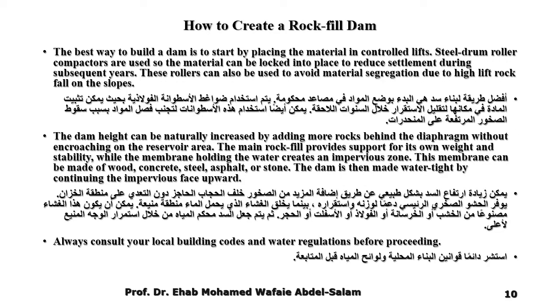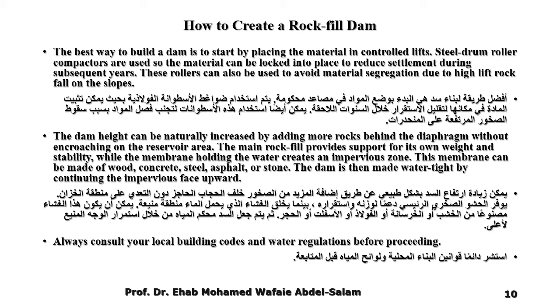How to create a Rockfill Dam? The best way to build a dam is to start by placing the material in controlled lifts. Steel drum roller compactors are used so the material can be locked into place to reduce settlement during the subsequent years. These rollers can also be used to avoid material segregation due to high lift rockfill on the slopes.